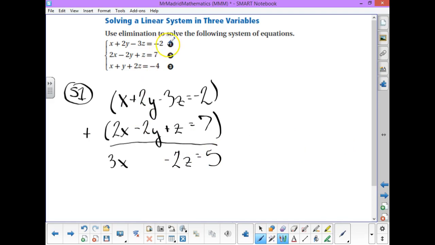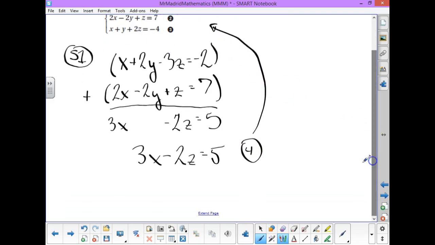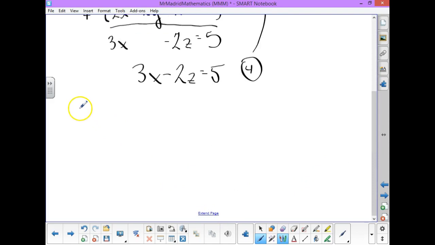Now this is 1, 2, and 3, right? Equation 1, 2, and 3. So this one, which is simpler, smaller, let me write it again. 3x - 2z equals 5. I'm going to call this 4. Okay. So he's new. Okay. All right, next.